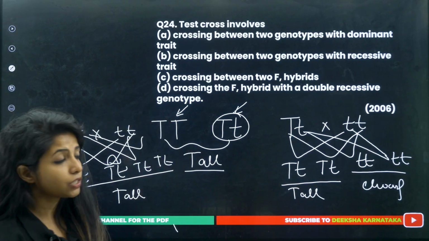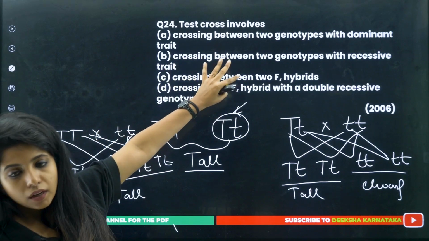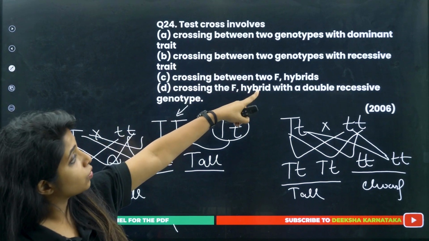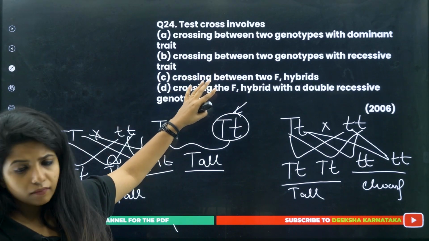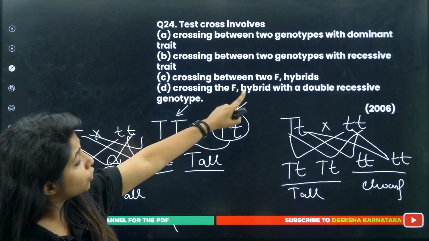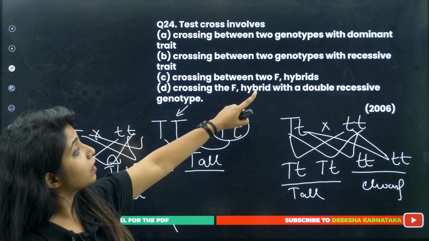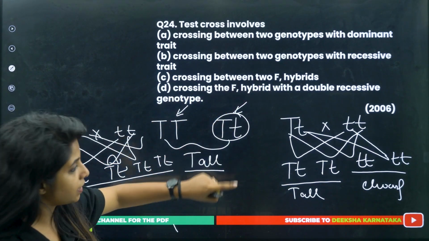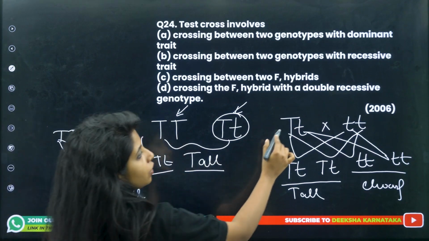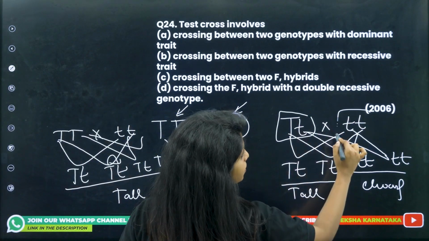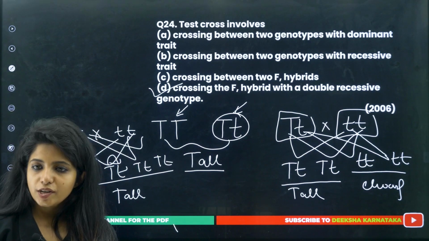Now, what do you mean by test cross? How can you find it? Crossing between two genotypes with dominant trait? No. Crossing between two genotypes with recessive trait? No. Crossing between two F1 hybrids? No. Crossing the F1 hybrid with a double recessive genotype? Yes. This is the F1 hybrid that we get, and you are crossing it with the double recessive genotype. So this is the correct answer for your question.